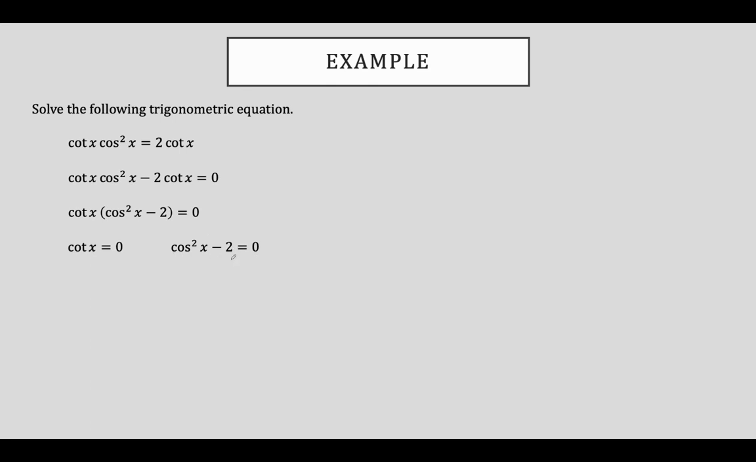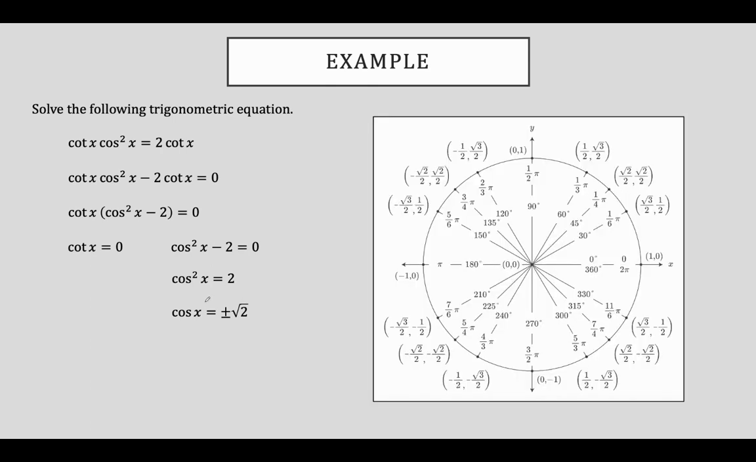Now, this factor still leaves us with a little bit of work to do. We can add 2 to both sides of the equation and take a square root, leaving us with cosine of x is equal to plus or minus root 2. Remember, always include plus or minus when we are taking square roots of terms with variables. Okay, now that we have our trig functions isolated here, cotangent x equals 0 and cosine x equals plus or minus root 2, we can go to our unit circle.